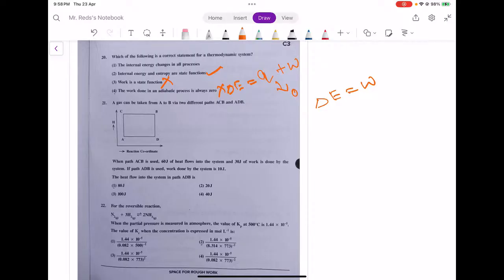Instead of state functions, if they give either extensive or intensive: internal energy and entropy do not depend upon the amount of matter present in the system. Not depending upon the amount of matter means they are intensive properties.